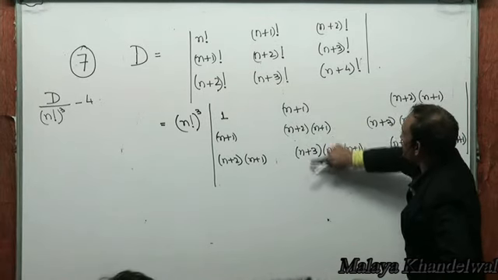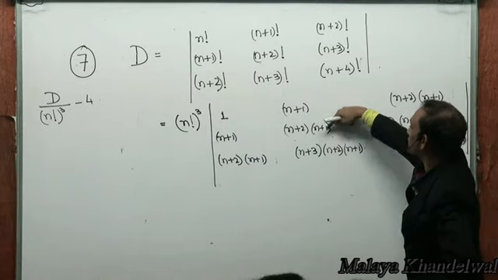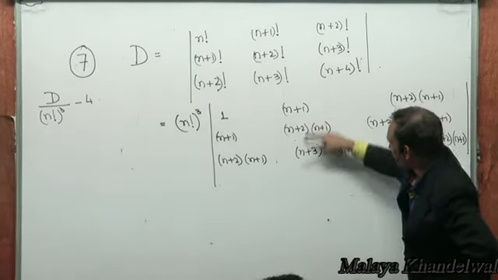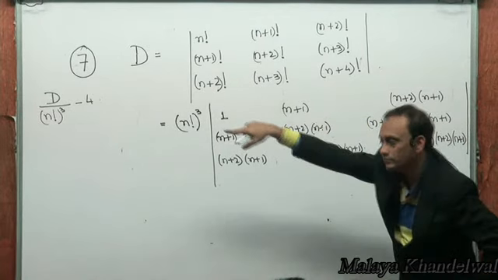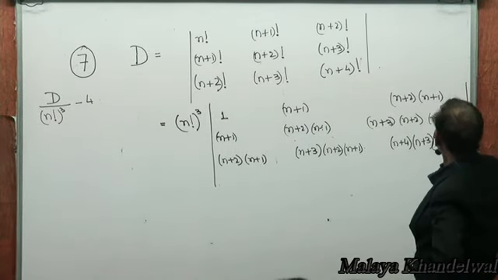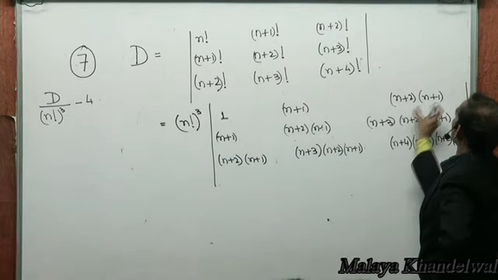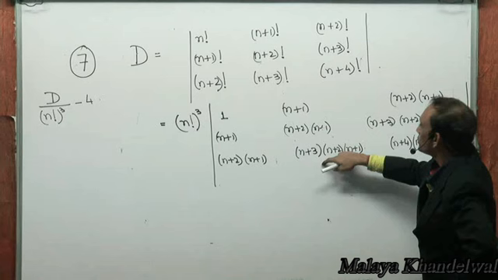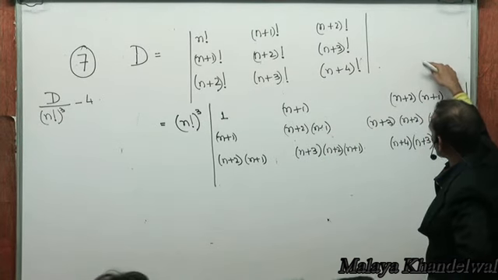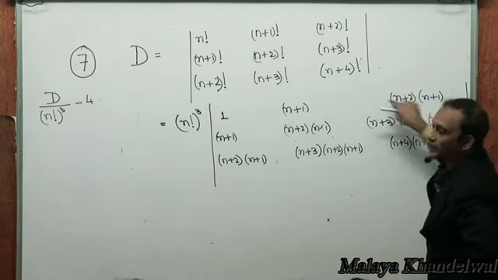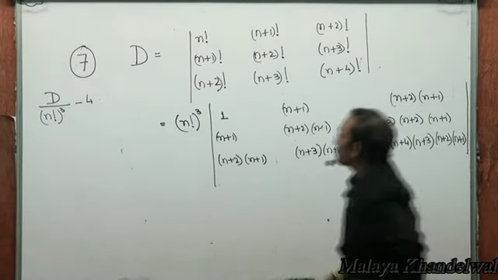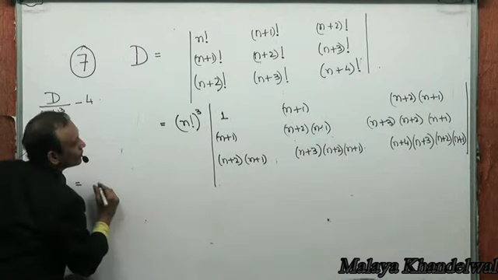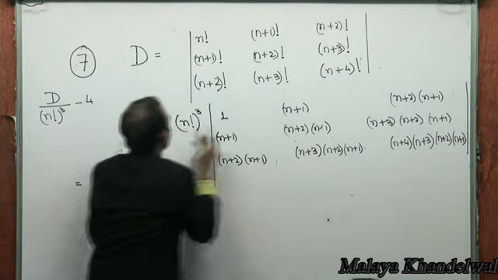From the second column, n plus 1 could have been taken common. From the third column, n plus 1 into n plus 2 could have been taken common. Yes or no? From the second column, n plus 1 could have been taken common. From the third column, n plus 1 into n plus 2 can be taken common. Therefore, what I do is, right here, let me do that.